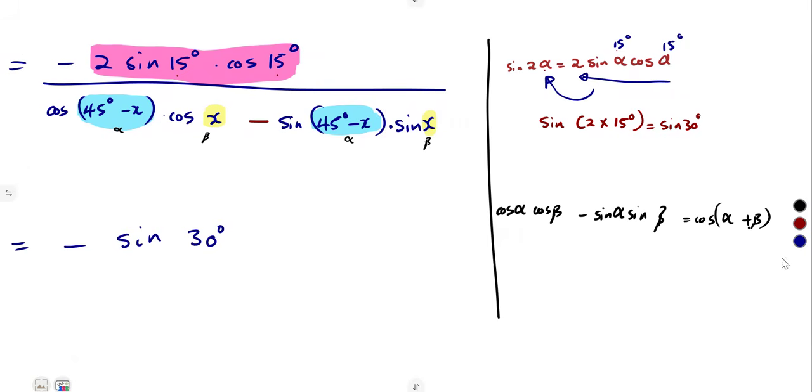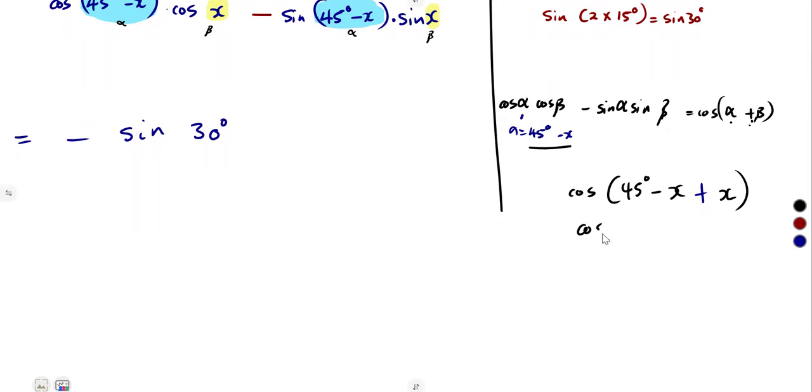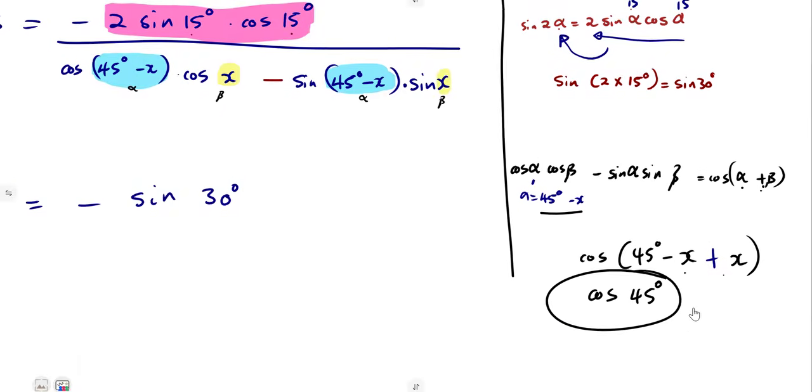Take note. So if we have been given 45, our alpha is what? Our alpha is 45 degrees minus x. So in place of that, it is going to be cos of alpha, 45 degrees minus x, plus the beta, which is what? The x, according to what we are given. So this is what you're going to have at the end, which is cos of what? Minus x plus x, that is what? 45 degrees.